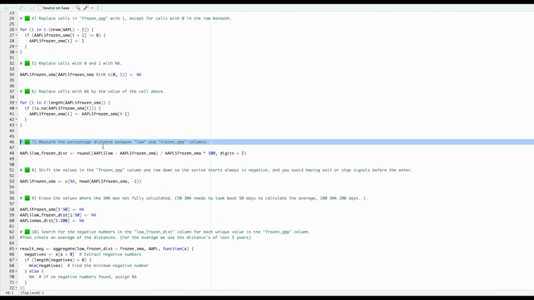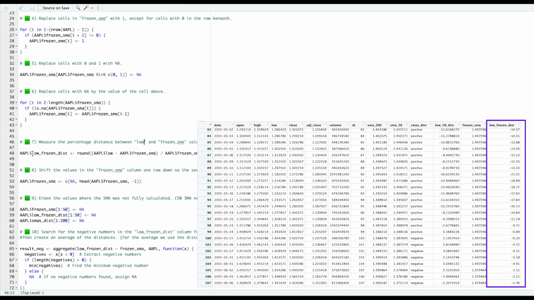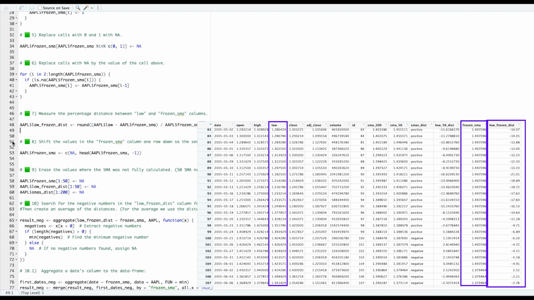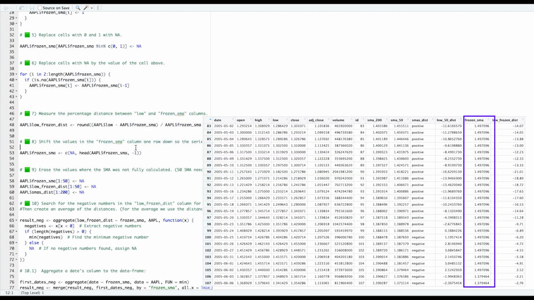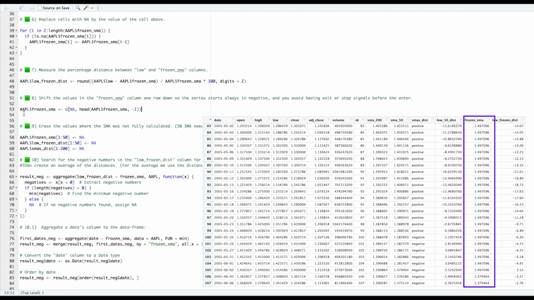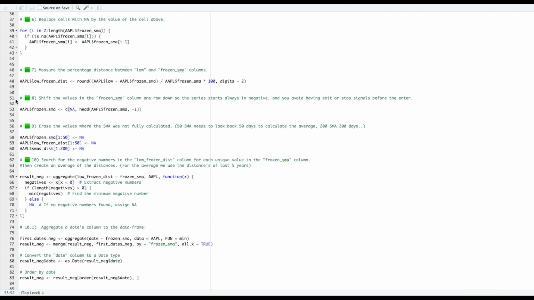In the next step, I created the low frozen dist column, where I measured the percentage distance between the low of each candle and the frozen SMA line. Step 8 involves shifting the values of the frozen SMA column 1 row down, ensuring that the series always starts when the low is below the 50 SMA. This way, I can avoid having exit or stop signals before the enter signal appears. You will understand this later when we discuss the signals.